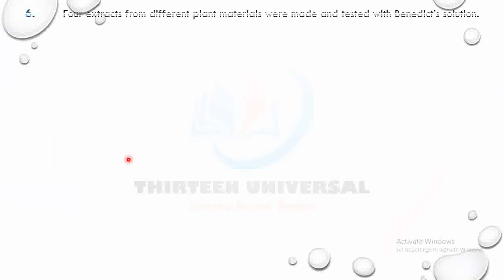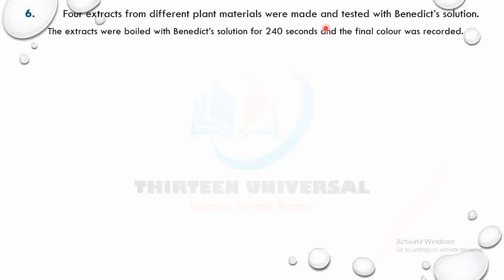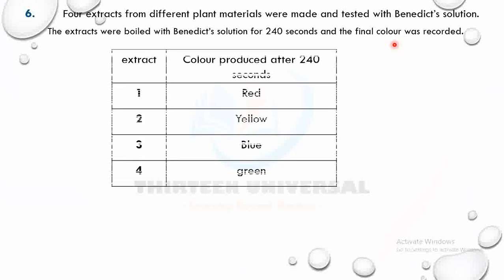Let's go to the next question. Four extracts from different plant materials were made and tested with Benedict's solution. The extracts were boiled with Benedict's solution for 240 seconds, and the final color was recorded. So these are the extracts, and this is the color produced after 240 seconds. Number 1, red.